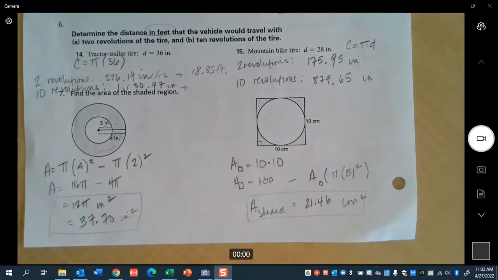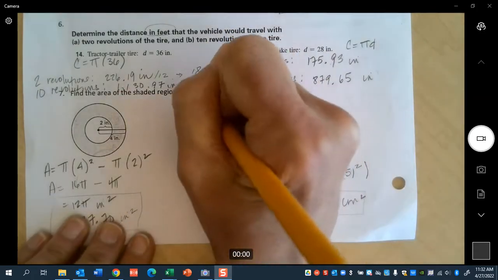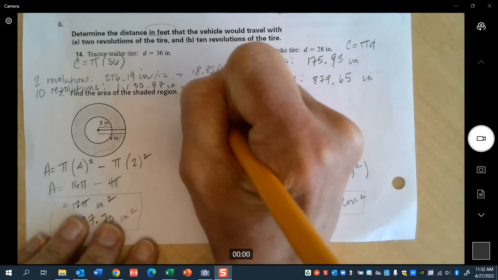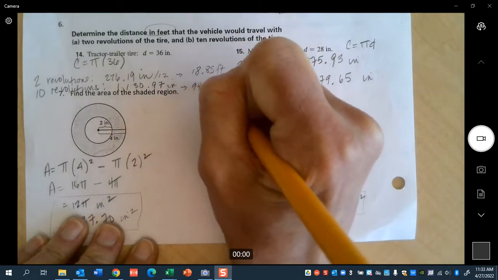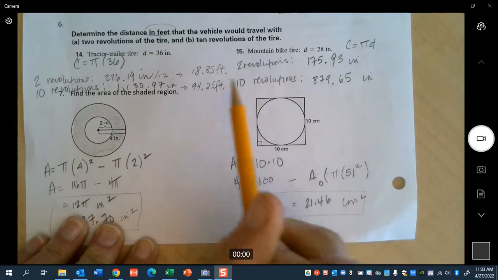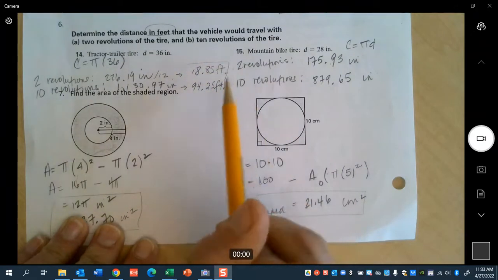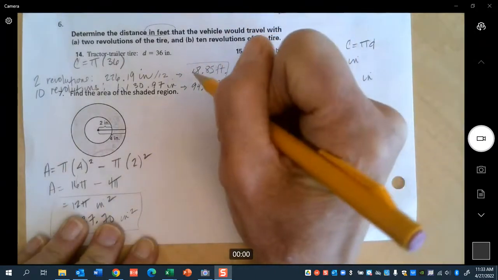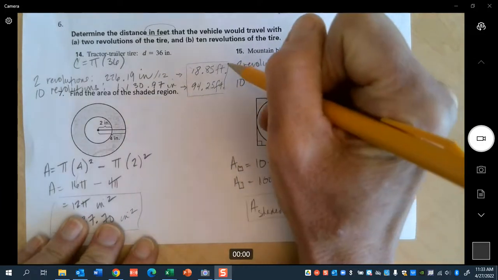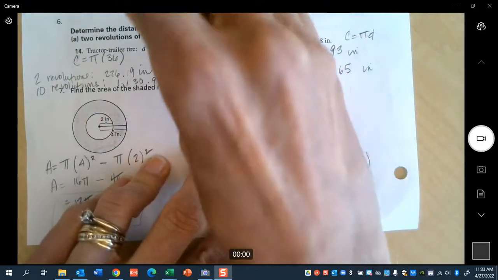And then if I had 36 times pi times 10 revolutions, and then I divided that by 12, that's going to give me 94.25 feet. Ethan, do we match? Yeah? It's a crooked line.